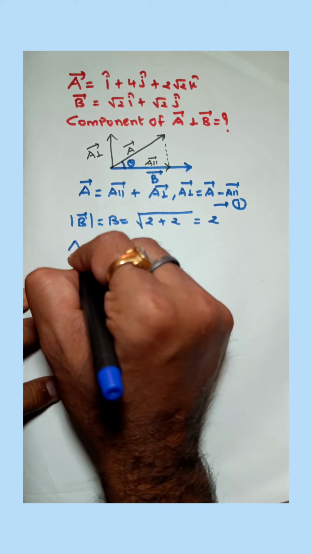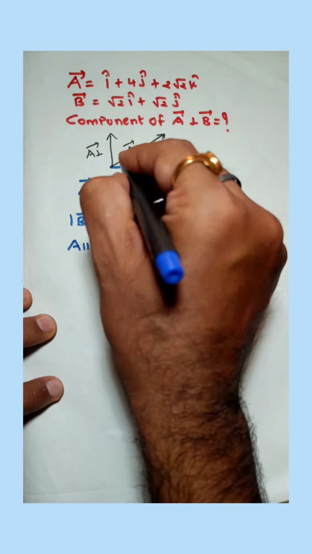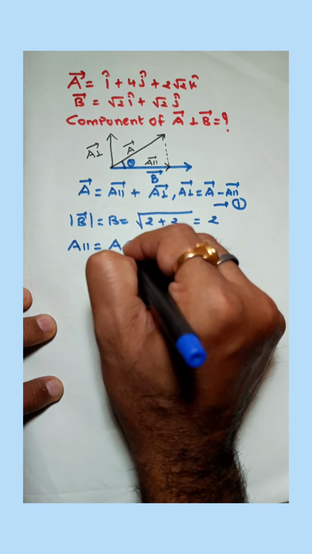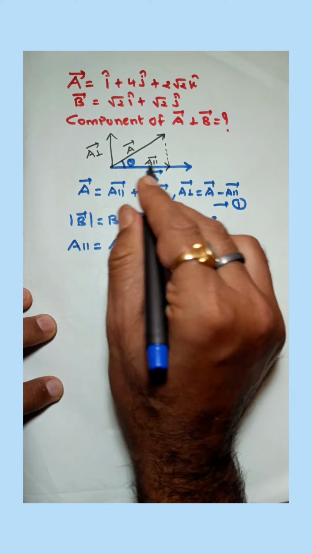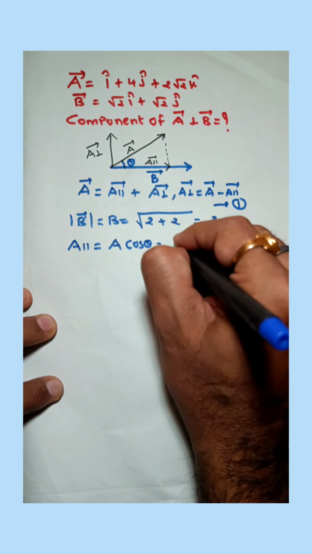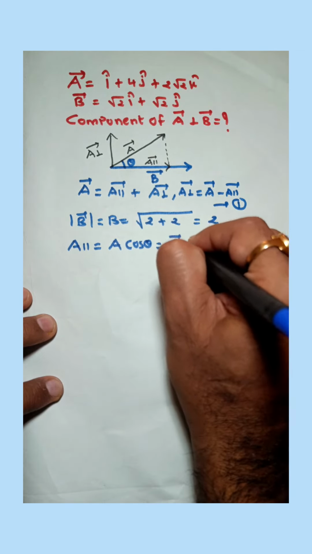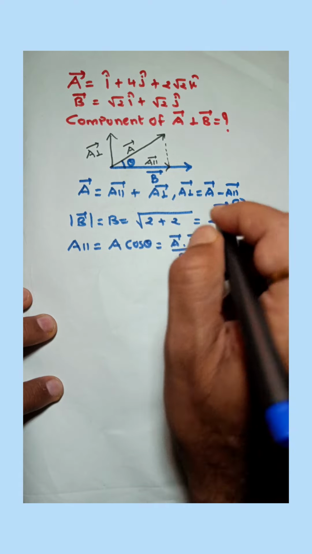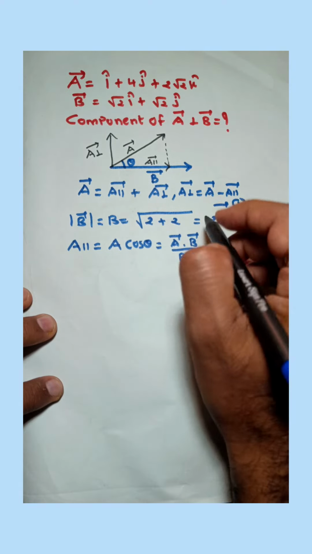Now what is A parallel? From the diagram, A parallel is A cos theta. That is the component of A vector along B. But what is A cos theta? That is A dot B upon B, because A dot B is AB cos theta. So A cos theta is A dot B upon B.